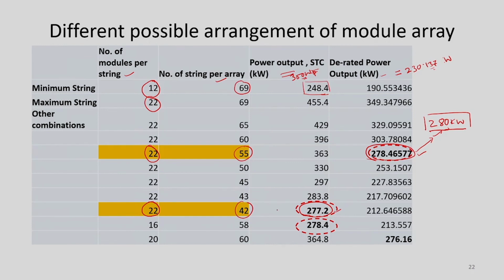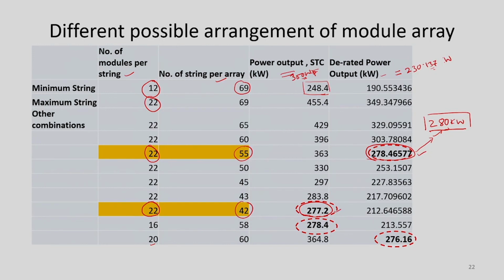The other alternative combinations are something like 16 modules per string and 58 strings per array, which gives a power output under standard test condition of 278.4 kilowatt. And one more combination is 20 modules per string and 60 strings per array, which gives 276.16 when we consider the rated parameters. So, there are multiple combinations, and we need to find the best combination for maximum output power.